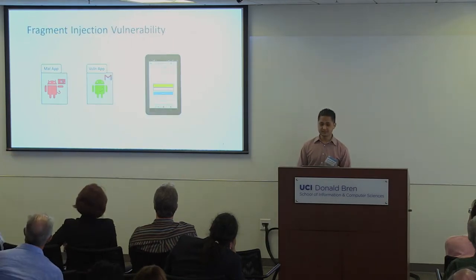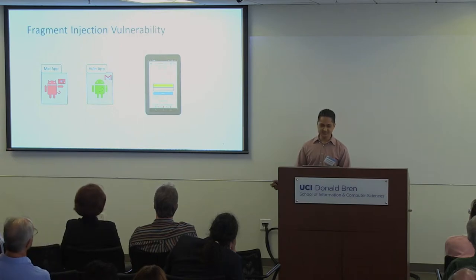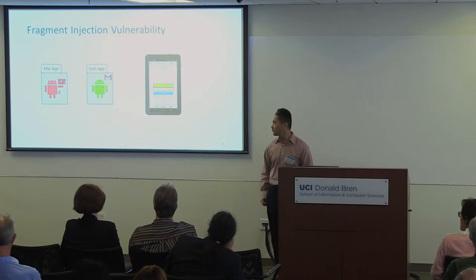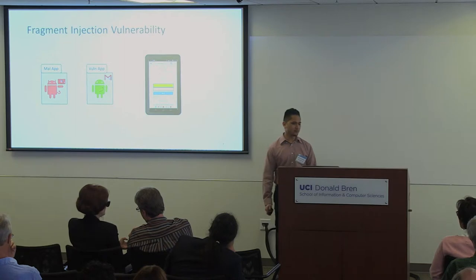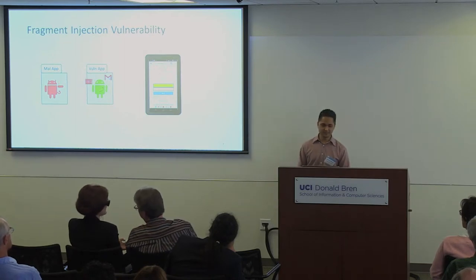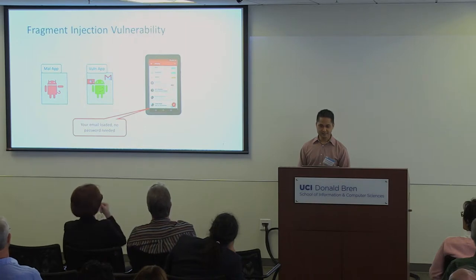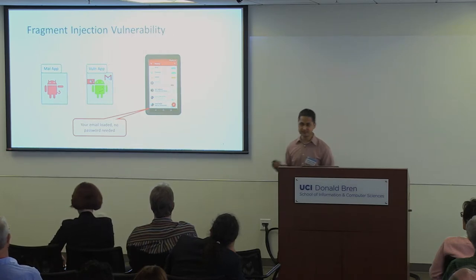Fragment injection is another vulnerability type. This is an interesting example because here the vulnerable app is Gmail. So for instance, you want to log into Gmail and you don't know what the password is. Well, not a problem. If the app is vulnerable to fragment injection, you send the right intent and you can log in. You can get to the emails, no password required. And in fact, Gmail has been vulnerable to this particular type of vulnerability.